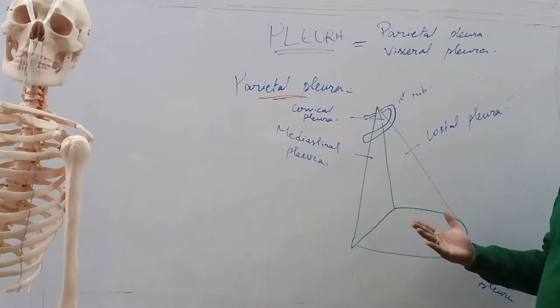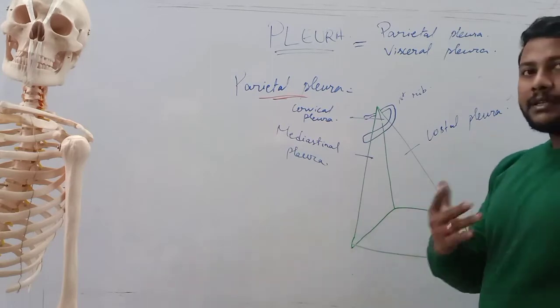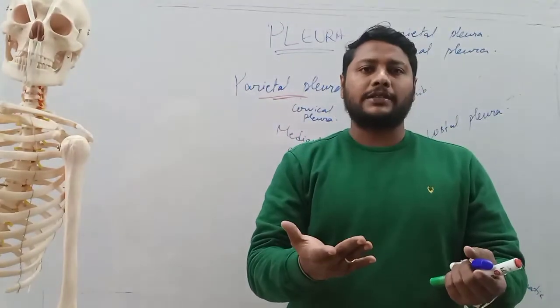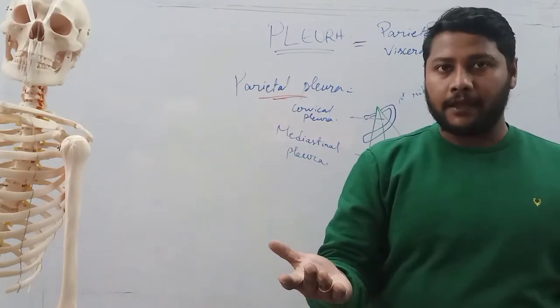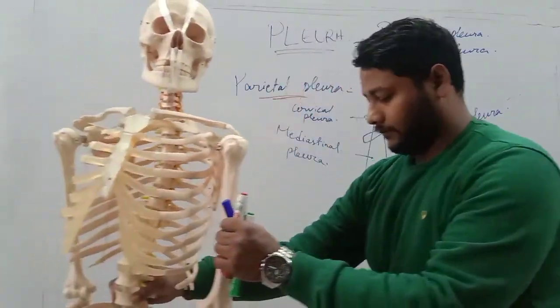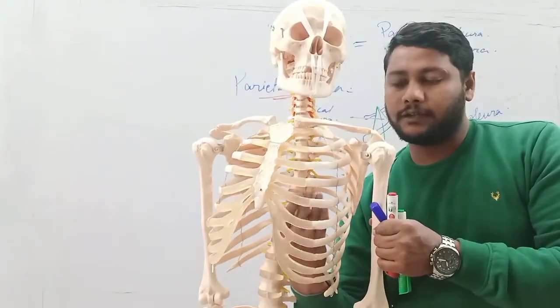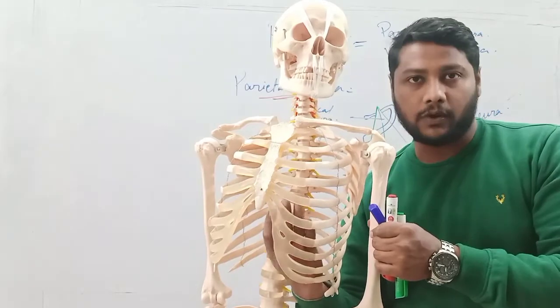Now, if we look at all these pleura separately, the costal pleura, as the name suggests, is around the ribs, around the thoracic wall, which is basically formed by the ribs and the intercostal spaces. So the costal pleura is present over here, around the inner part of the thoracic wall.